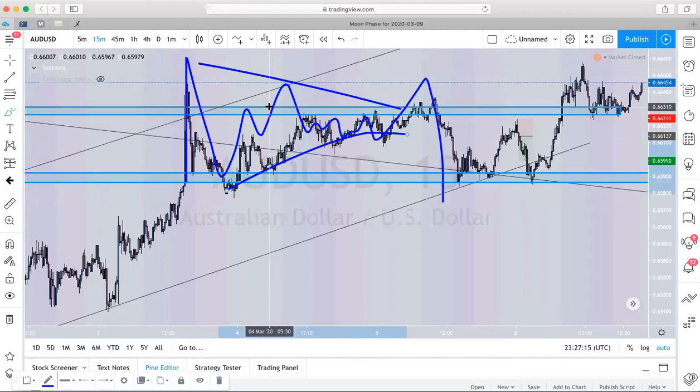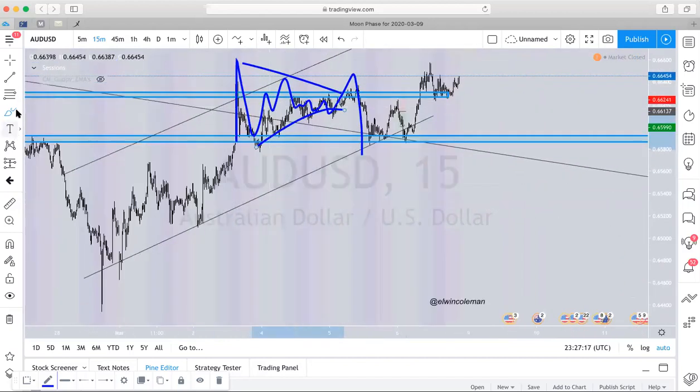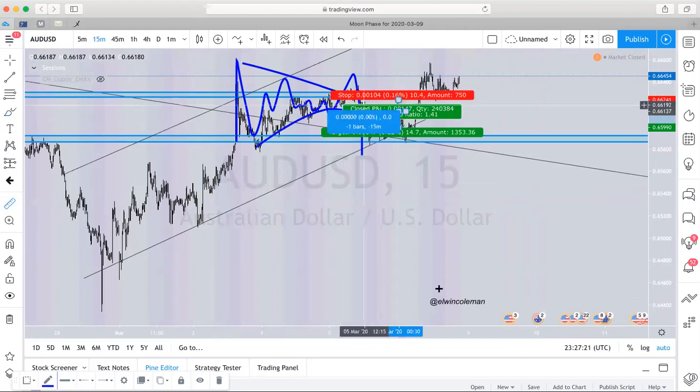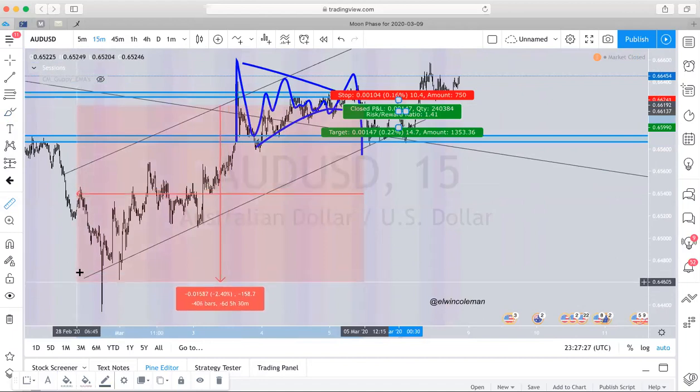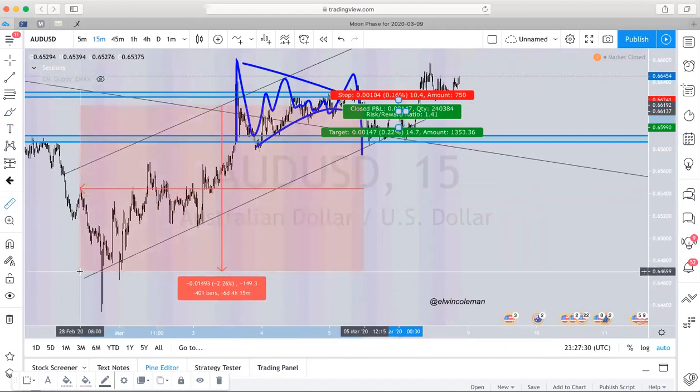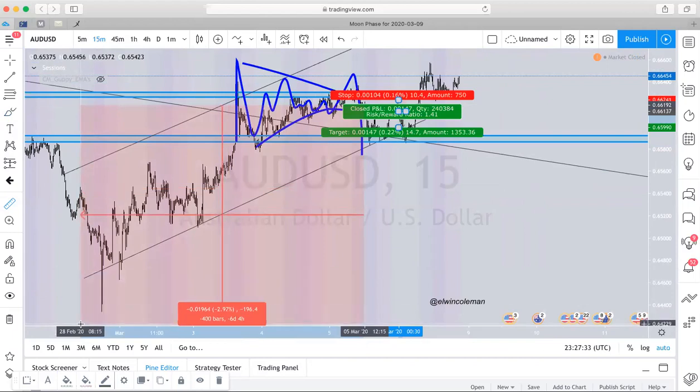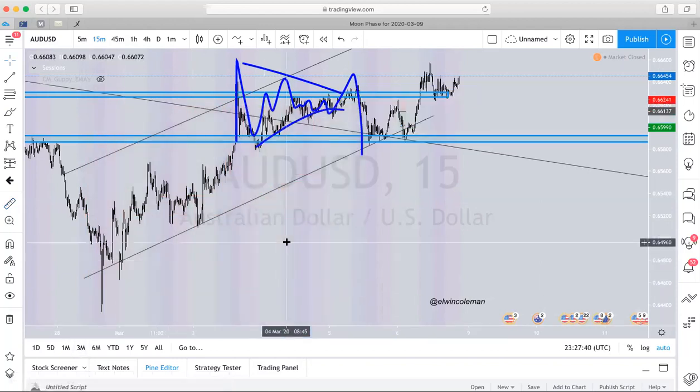Now for this move, the target is going to be at least down here, because this is where price was. Even if price were to reverse on this type of setup, I would speculate that it should break this low and play around. This is 200 pips on AUD/USD.